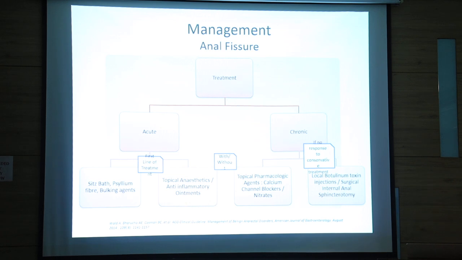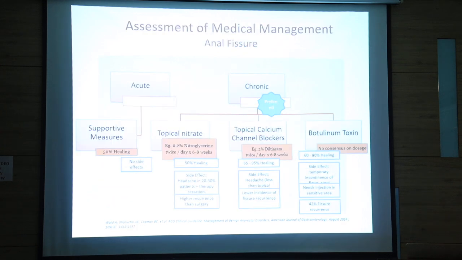Chronic: topical pharmacological agents, calcium channel blockers, nitrates, local botulinum toxin injections, surgical internal sphincterotomy. So, conservative measures: topical nitrate, nitroglycerin, 50% healing. Sometimes side effects are there, headache in some patients, higher recurrence than surgery.